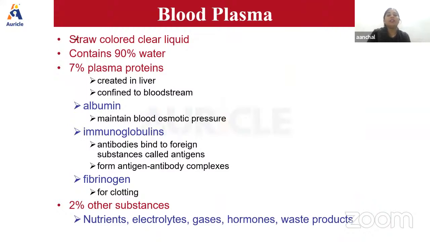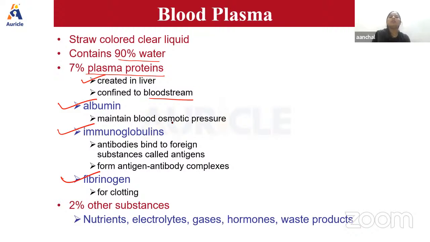Now, blood is a straw-colored clear liquid that contains 90% water and 7% plasma protein, and plasma protein is synthesized inside the liver and confined to the bloodstream. In plasma protein, we have albumin, immunoglobulin, and fibrinogen. The main function of albumin is to maintain blood osmotic pressure.